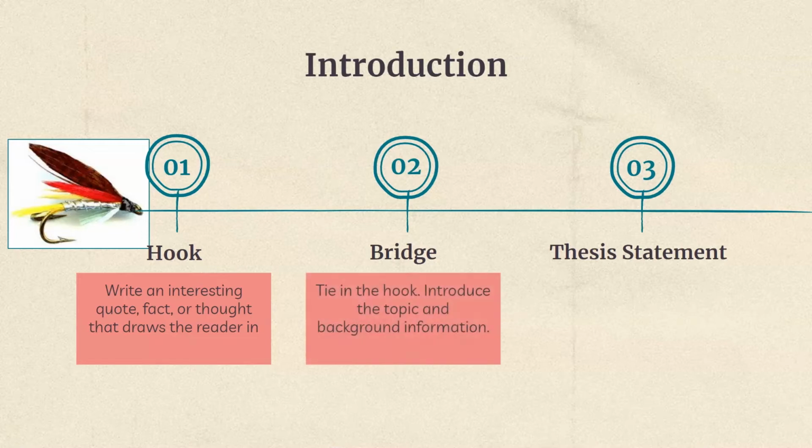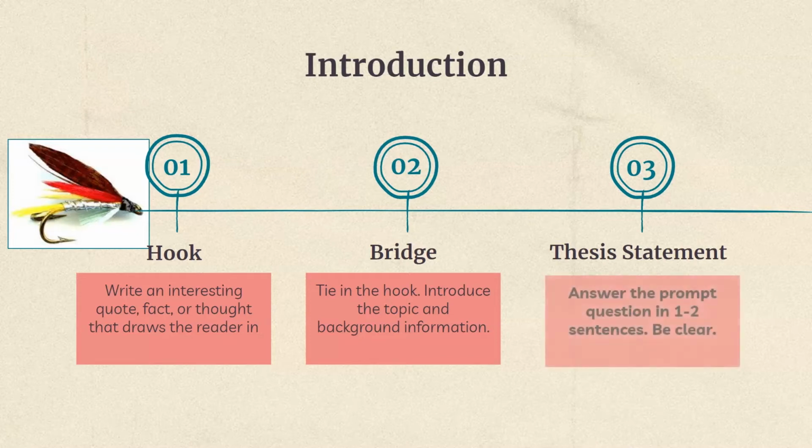Your bridge is the part where you tie in the hook, but the main point is that you need to introduce the topic and background information. If you're writing about a book, you're going to put the book's title. You'll include the author of the book and maybe a basic general summary of the book right there in your intro paragraph. If you're writing about a research topic, then you want to give some basic information about the topic so that as the reader I feel oriented enough to know what you're talking about before you go into your thesis statement, which is the answer to the prompt question.